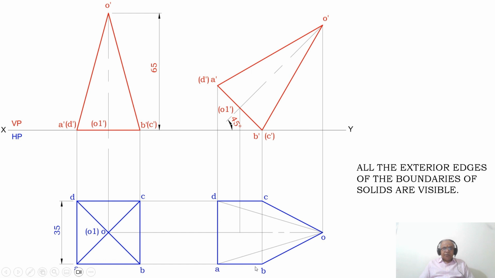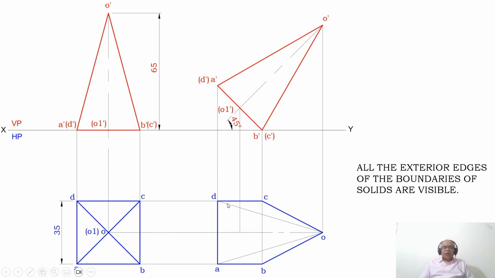Then join A to B, B to C, C to D, and D to A with thin lines. Similarly, as we have joined between O dash to A dash, O dash to B dash, O dash to C dash, and O dash to D dash, here also you join between OA and OB and OC and OD with a thin line.